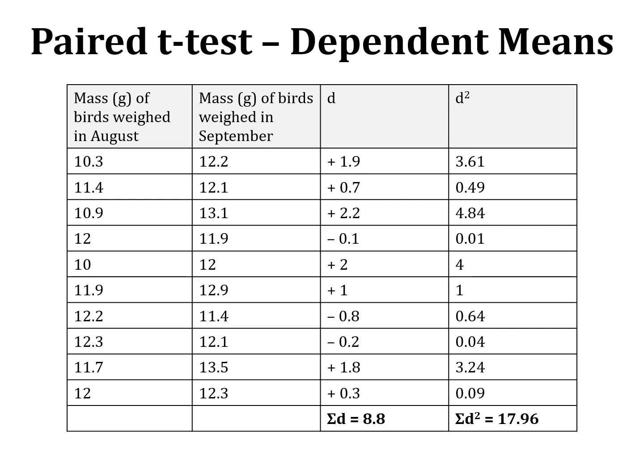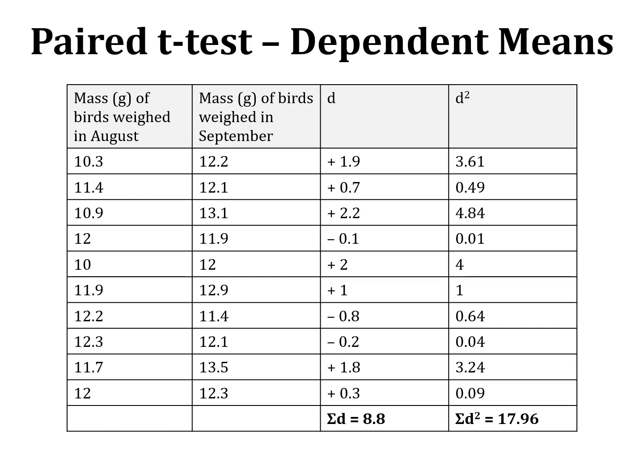And then it is 12.1 minus 11.4, so the answer is 0.7. Then you have 13.1 minus 10.9, and the difference is 2.2. Then 11.9 minus 12, so the difference is minus 0.1. Then 12 minus 10, and the difference is 2. Then 12.9 minus 11.9, the difference is plus 1. Then 11.4 minus 12.2, and the difference is minus 0.8. Then 13.5 minus 11.7, and the difference is plus 1.8. And then 12.3 minus 12, and the difference is 0.3.